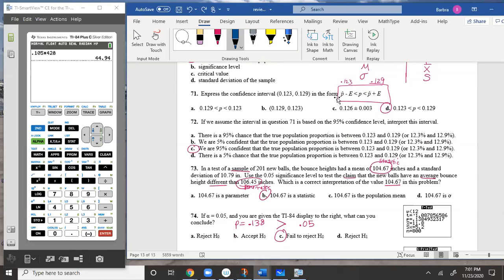Express the interval in the form p hat minus E less than p less than p hat plus E. Remember when we did this interval, we're going to find the midpoint, which is another way to say average. So we're going to add the numbers and divide by 2. 0.123 plus 0.129, enter, divided by 2, enter, is equal to 0.126. So that's p hat.